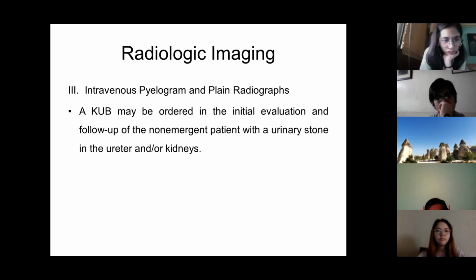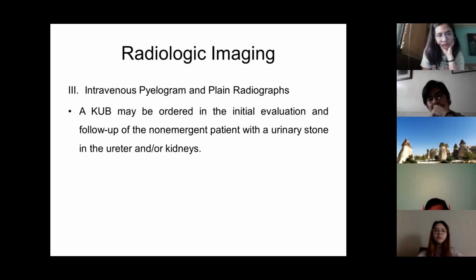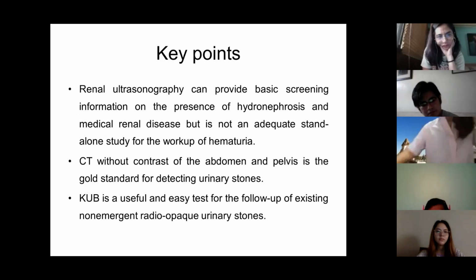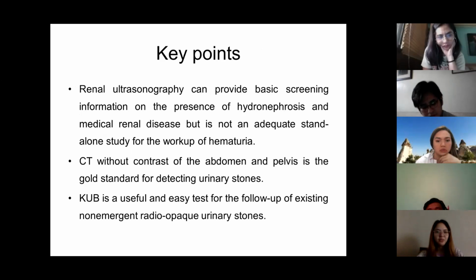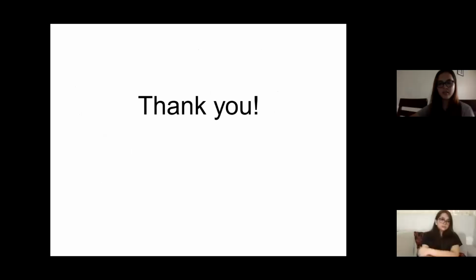And then intravenous pyelogram and plain radiographs. A KUB may be ordered in the initial evaluation and follow-up of non-emergent patients with a urinary stone in the ureter or kidney. So, key points again: CT scan without contrast is the gold standard for urinary stones. And thank you.